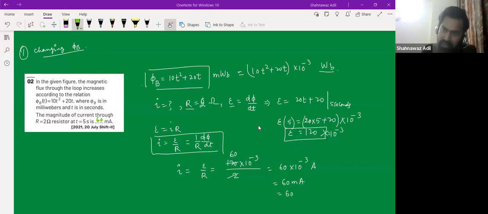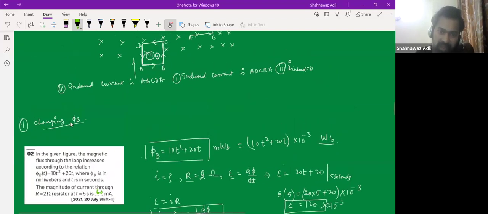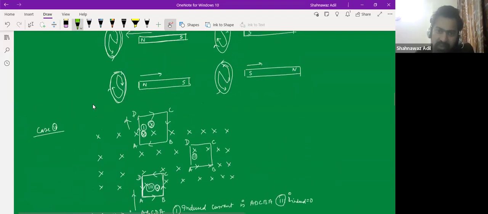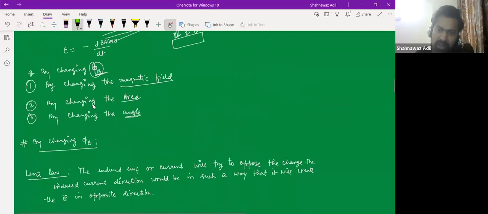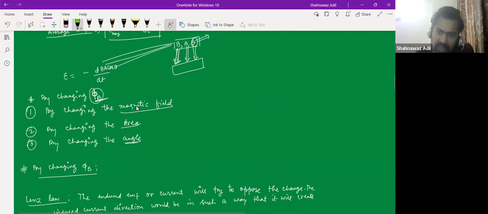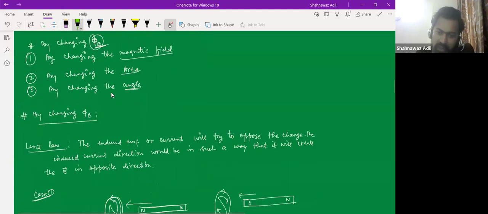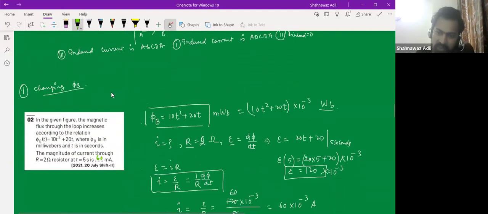So we have just discussed how we can induce the EMF, right? And we can create the EMF by just changing the flux. And how can we change the flux? There are three ways to change the flux: by changing the magnetic field, by changing the area, by changing the theta. Because flux is BA cos theta, we can change all these parameters and create the EMF. So this is the first question that we have done.